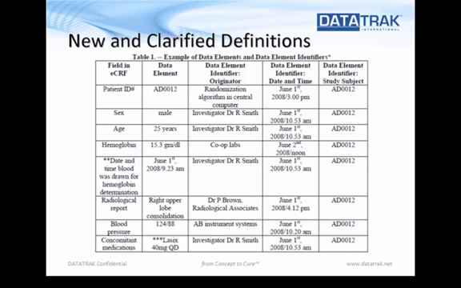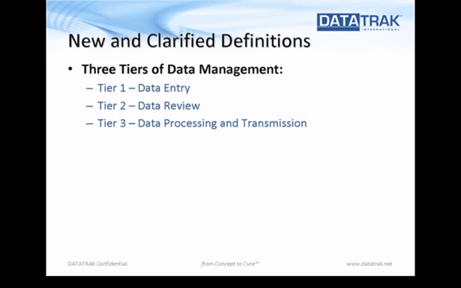This is a table pulled directly from the guidance showing a good example of data element identifiers and data originators from an electronic record related to a clinical trial. You should ensure your EDC or your eSource vendor can support reporting capabilities recommended like this by the FDA. The FDA also identifies 3 tiers of data management as some of their new definitions in this guidance. First is Tier 1, and this is for data entry. Tier 2 is going to be data review, and then Tier 3 is data processing and transmission. We'll see more specifics on the following slides.